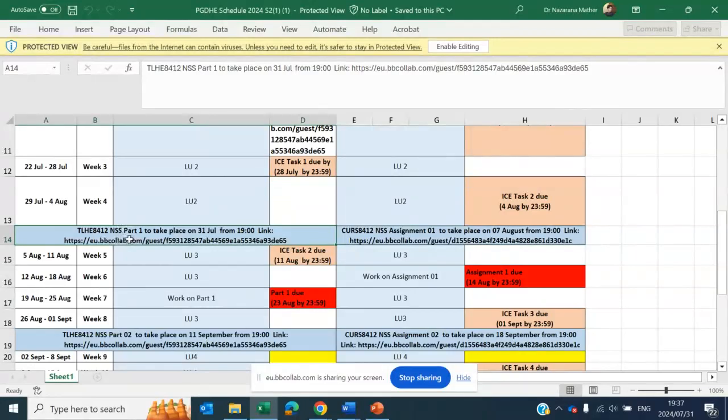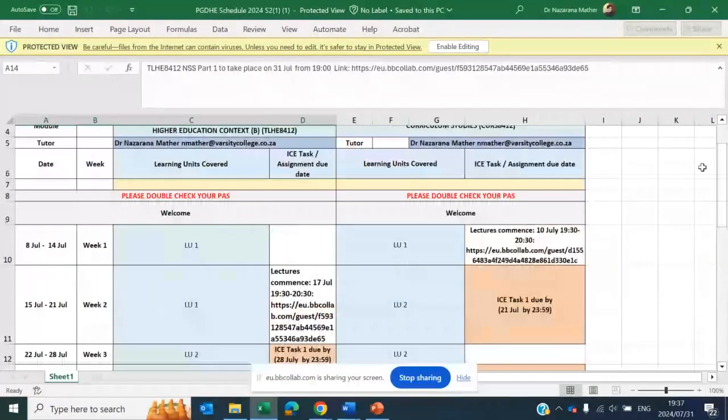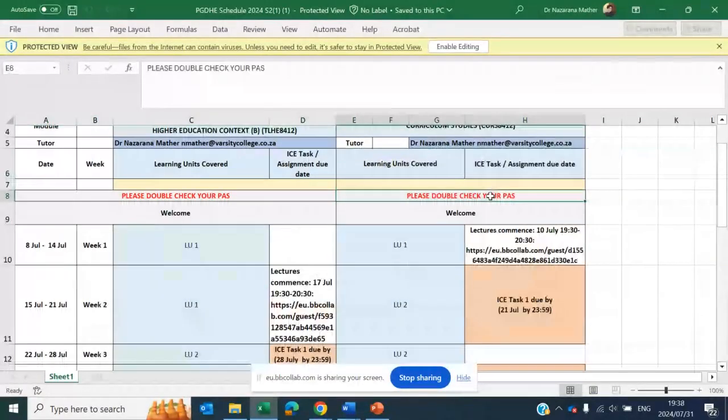Okay, so this is what the schedule looks like. All the links are included and your parts and so on. And I put a disclaimer here. Please double check your pairs because sometimes pairs dates change. So please make sure you double check your pairs.